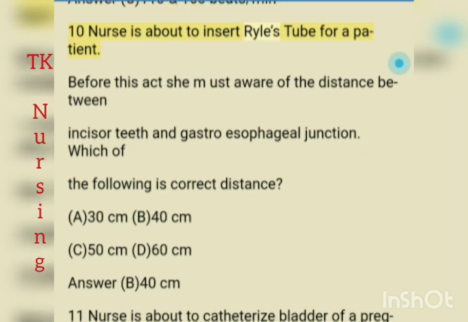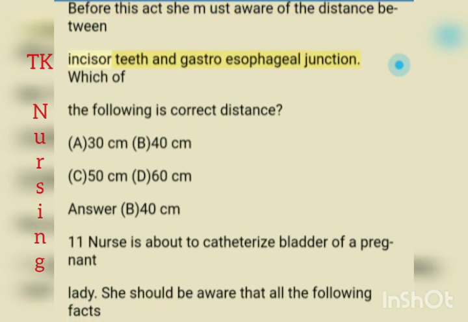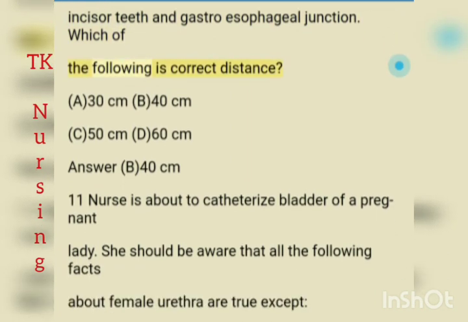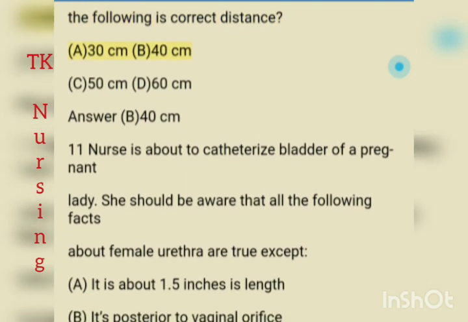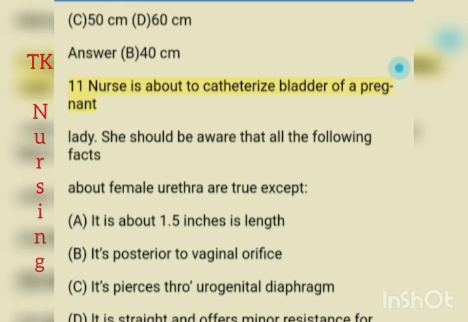10. A nurse is about to insert a Ryle's tube for a patient. Before this act she must be aware of the distance between the incisor teeth and the gastroesophageal junction. Which of the following is the correct distance? A. 30 cm. B. 40 cm. C. 50 cm. D. 60 cm. Answer B. 40 cm.